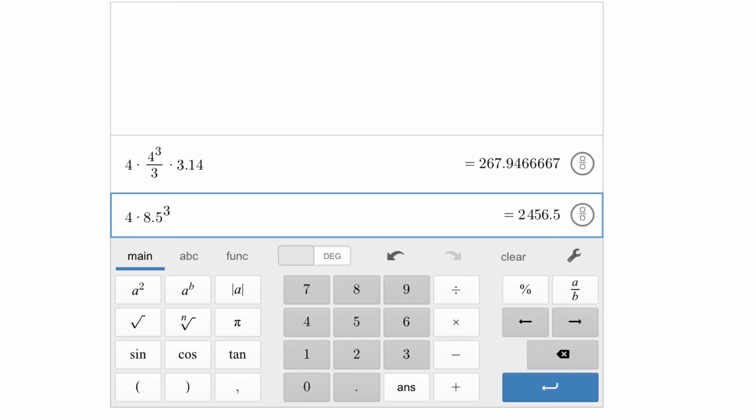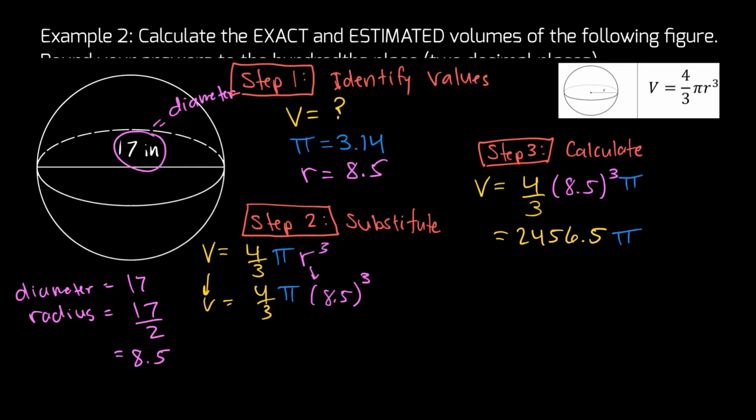2,456.5. Once we bring it back, I just wrote 2,456.5. But then don't forget that fraction with the 3 in the bottom, because we did not divide by 3 on the calculator. I want to still represent that, so I'm going to keep it as a fraction, and that'll be my final answer for the exact value. So this is the final solution for the exact value.